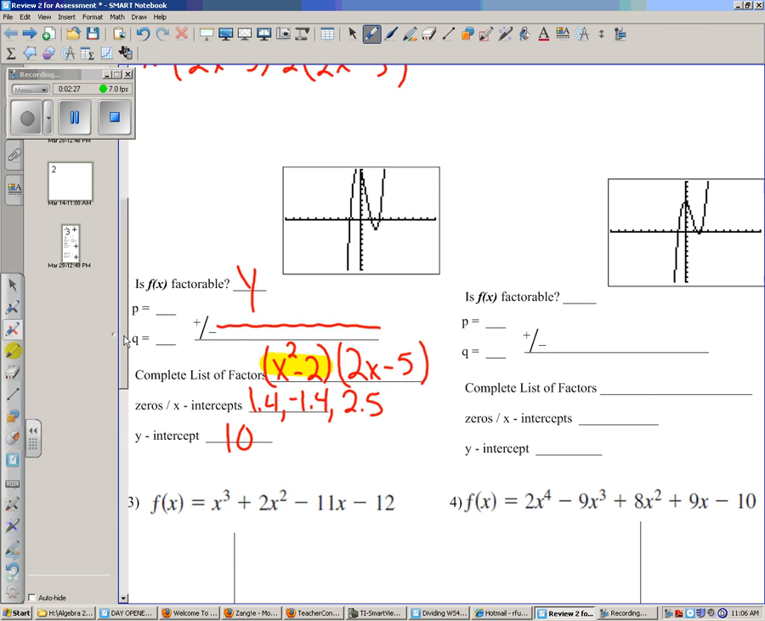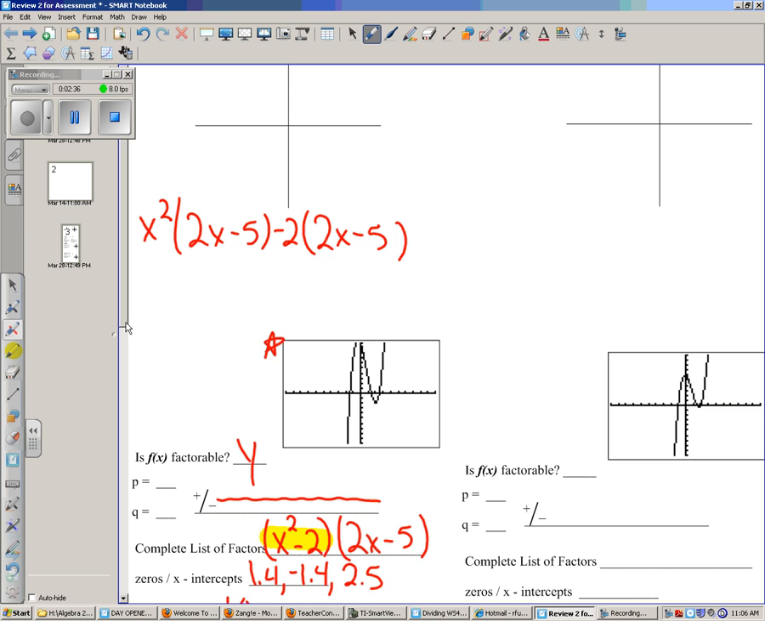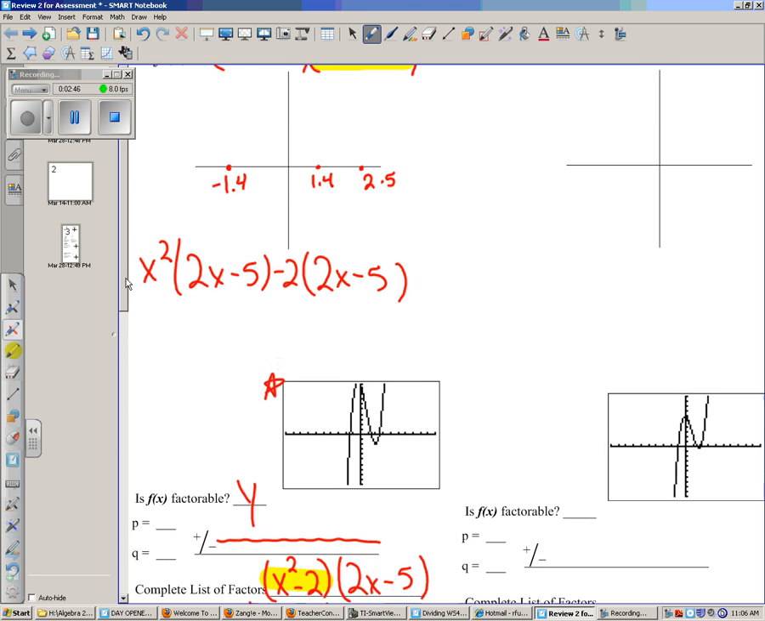So you can see, I do give you a graph, if you look right here, but I do expect you guys to graph it. So on my graph, I'm ready to graph now. I'm going to have on the positive side 1.4. I'm going to have 2.5. I do expect you to label these points on the graph on the assessment. On the negative side, I have negative 1.4 and again a y-intercept of 10.